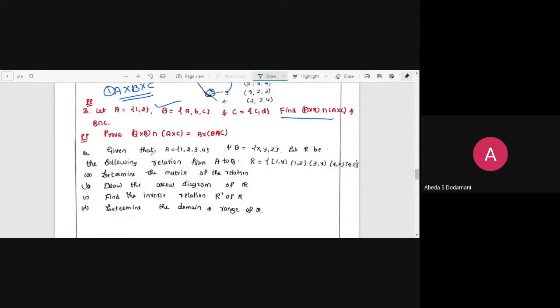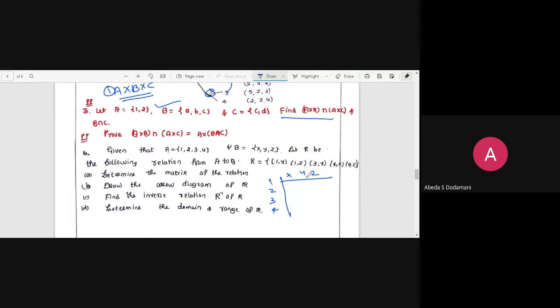Now see the fourth example. A is given, B is given, let R be the following relation. This I have already explained. This is a given relation, guys. We have to find the matrix of the relation. Matrix of relation means, how do you do it? What is your relation from A to B? You will write A here, that is 1, 2, 3, 4, and here X, Y, Z, and then you will see the relation.